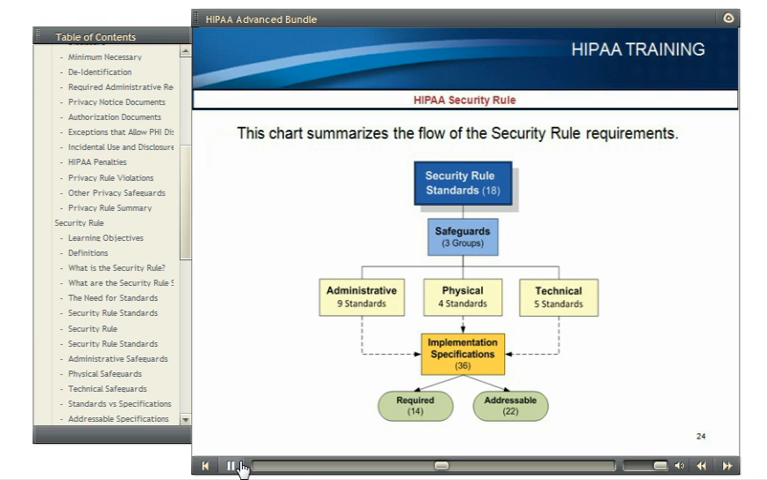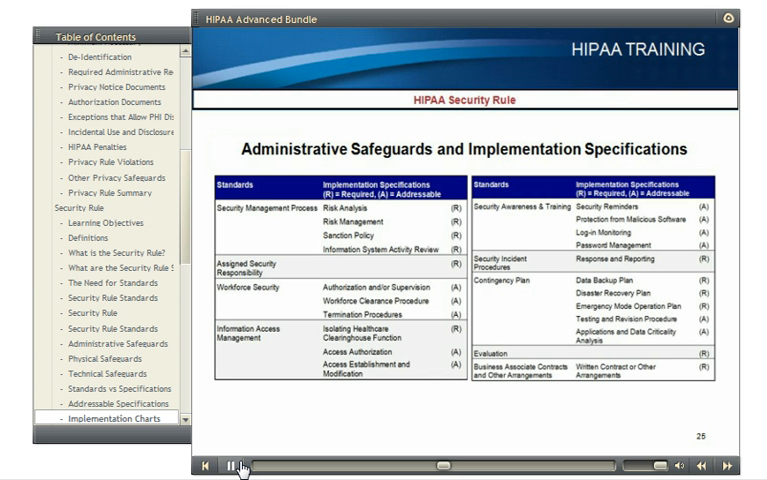This chart summarizes the flow of the security rule requirements. Security rule standards, 18. Safeguards, 3 groups. Administrative, 9 standards. Physical, 4 standards. Technical, 5 standards. Implementation specifications, 36. Required, 14. Addressable, 22. Administrative safeguards and implementation specifications.